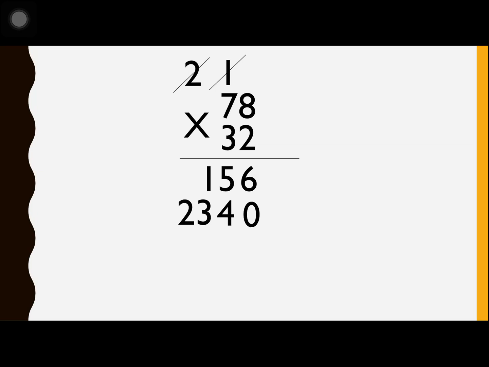Something important to keep in mind when you are multiplying your numbers is if the answer is greater than one digit, you have to carry over the first digit. So the product of 78 and 32 is 2,496.